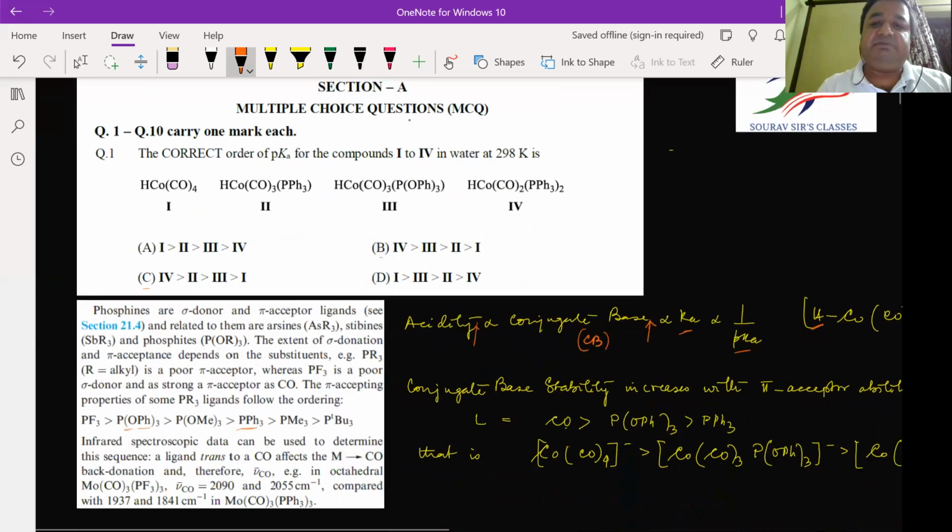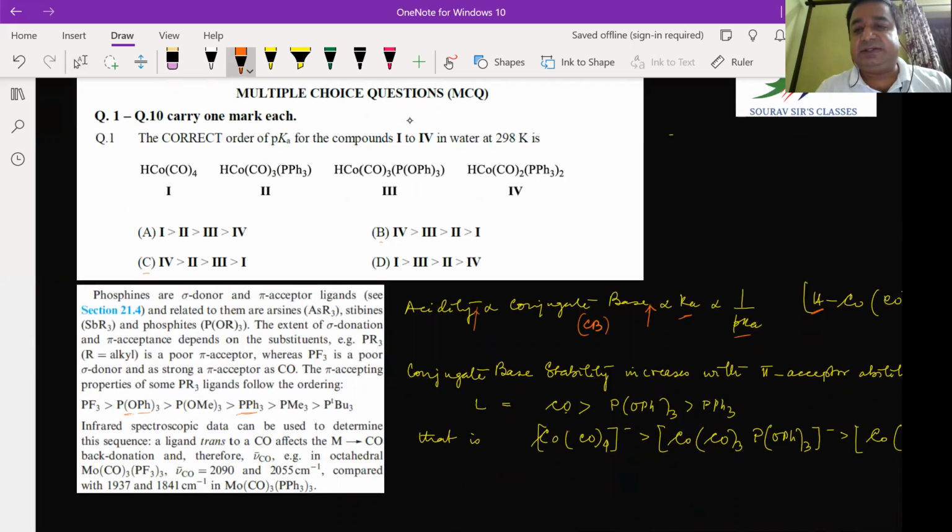Now, to explain the pi acidic character of the phosphine ligands, this is a piece of note from the Huheey book, or you can consult the Shriver and Atkins. Both the books will be having this order. Okay. And as you can see in the order, we are having P(OPh)3. The pi accepting ability is greater for P(OPh)3 than that of PPh3. Okay. And this is the theory that one can go through.